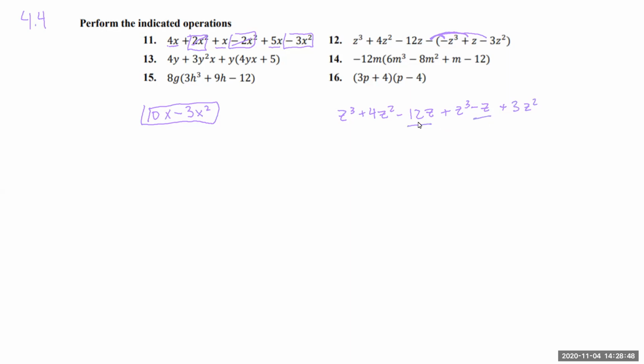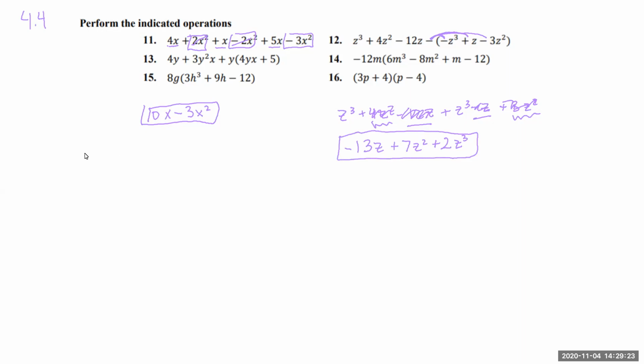Okay, so I'm going to combine these z's first. So there is negative 12z and negative z. So we have negative 13z. And then I'm going to go ahead and combine the z squareds. So when we do that, we have 4 plus 3, which is going to be 7z squared. And then we're just going to combine the z to the third. So we have z to the third plus z to the third, which is just going to give us 2z to the third. And that would be for number 12.